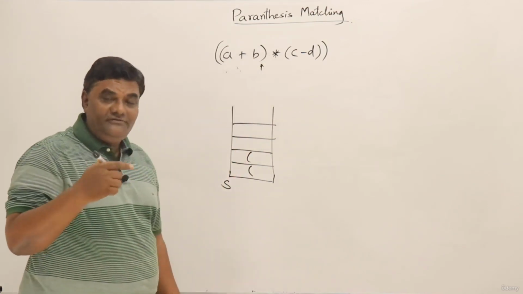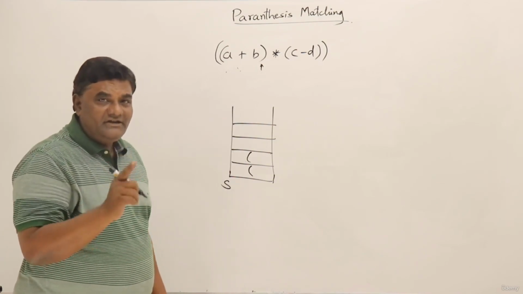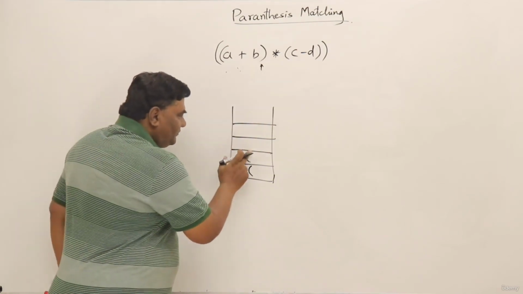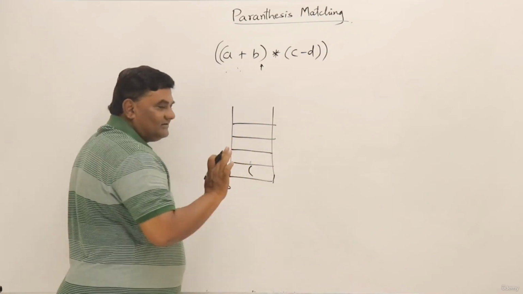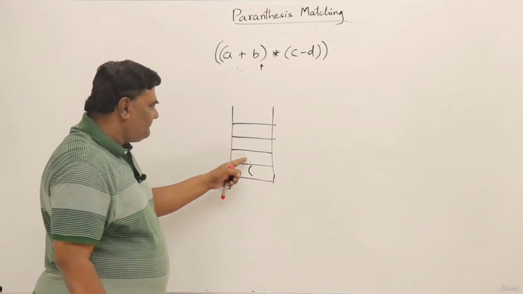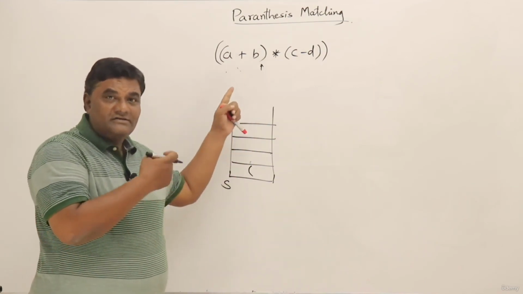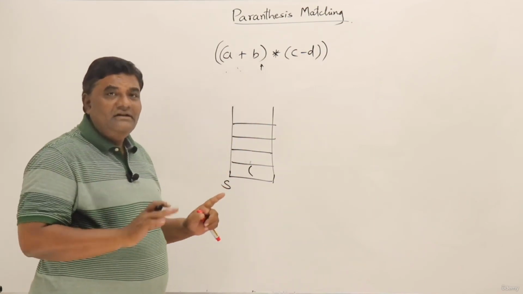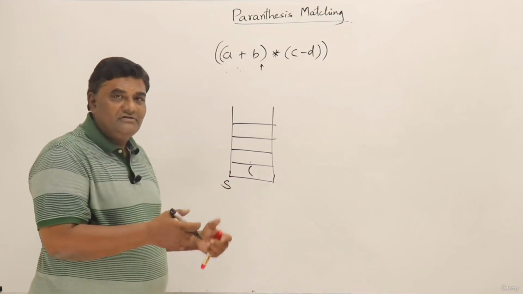So what should we do now if we are getting a closing bracket? Whenever we get a closing bracket, pop out a bracket from the stack. That's it. Just pop out one symbol from the stack. One symbol I have popped out. But don't push that closing bracket in the stack. It means we found a match. That's all. Move ahead.